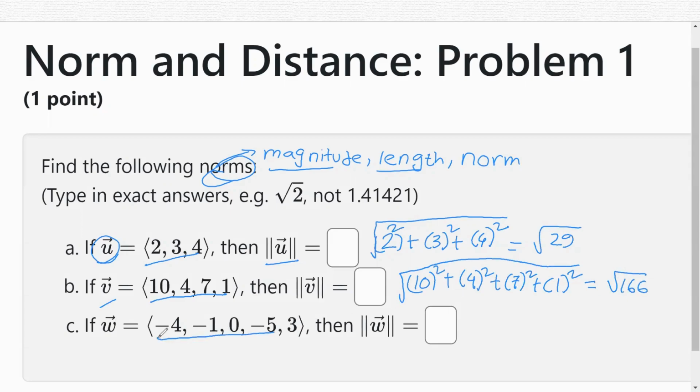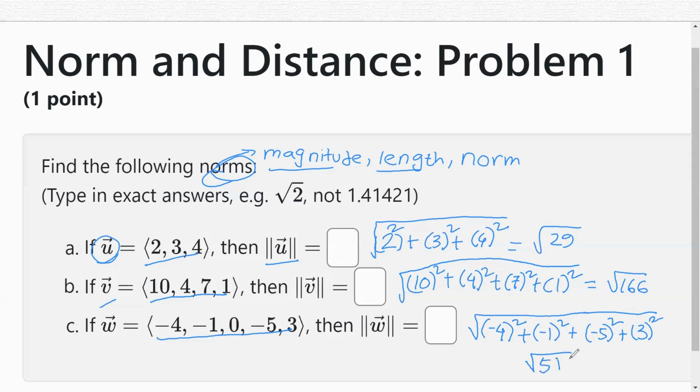For this one, the same thing. It doesn't matter how many components you have. For this vector, same thing. You're going to put a square root and then negative 4 squared, negative 1 squared, plus 0 squared, which is 0. Then negative 5 squared plus 3 squared is going to get me square root 51.